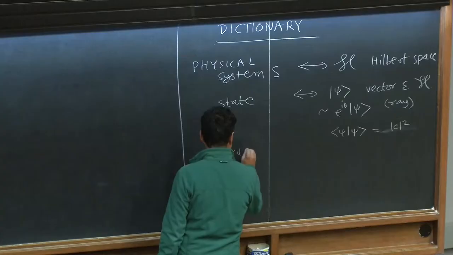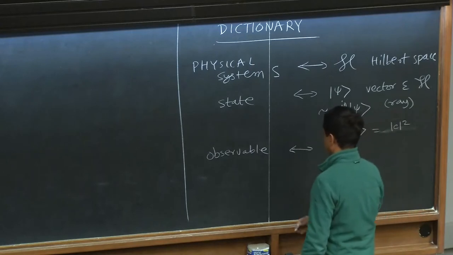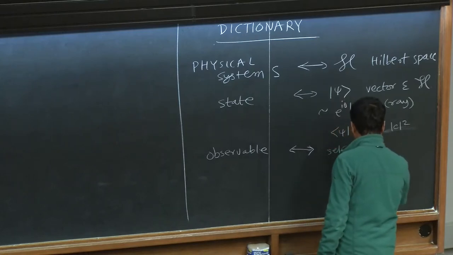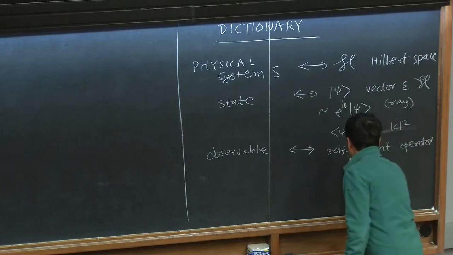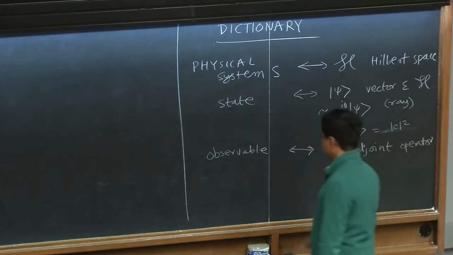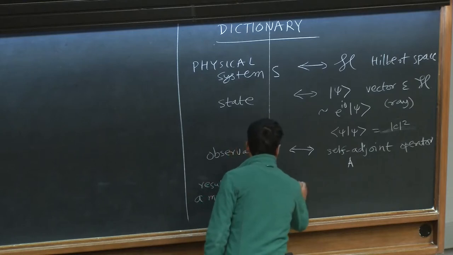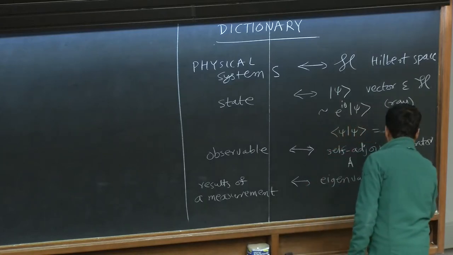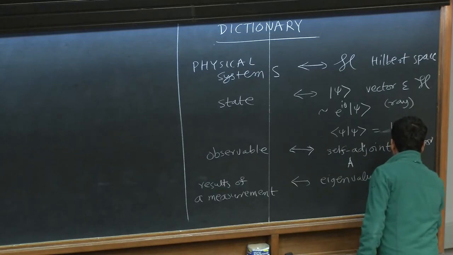A physical observable. Yeah, there have been some of these confusions, so I will try to address them. They are not important confusions, but they can stop you. So we said that observables are self-adjoint operators, like A, for example. And the results of a measurement correspond to the eigenvalues of the operator, let's say alpha_i of the operator.